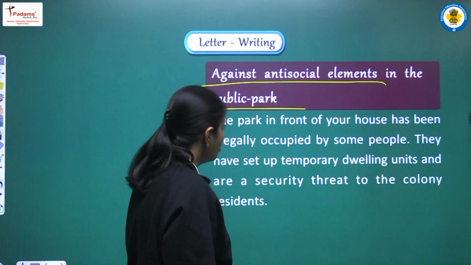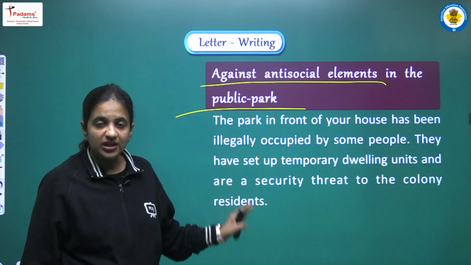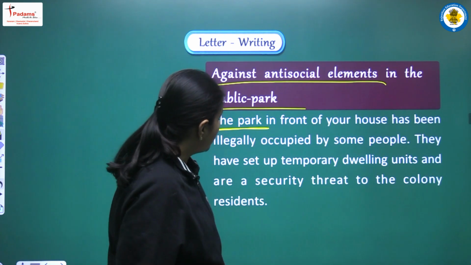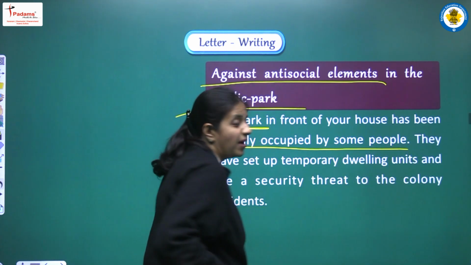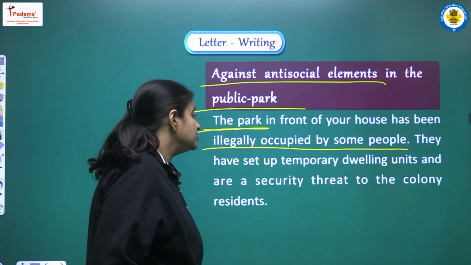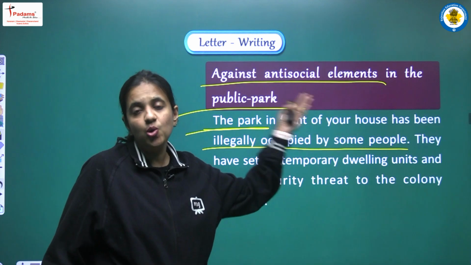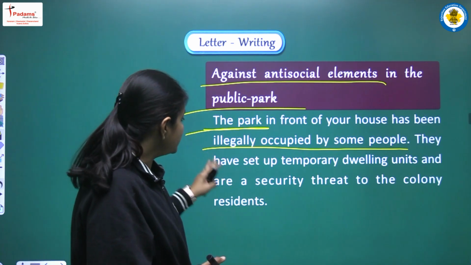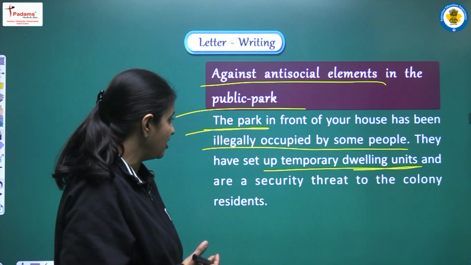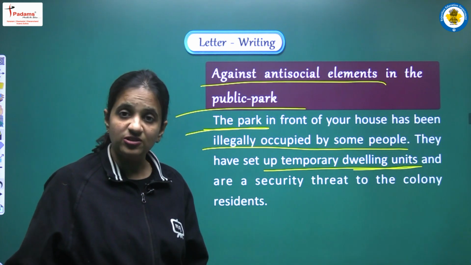The park in front of your house has been illegally occupied by some people. So now the problem that is given to us. So what is the problem? The problem is that in front of our house there is a park, and this park has been illegally occupied by some people. They have set up temporary dwelling units and are a security threat to the colony residents. And now the problem is that the people who have illegal occupation there have set up temporary dwelling units. Dwelling unit means their houses, their temporary homes they have made in the park, and now they are a security threat to the colony residents. Okay, so this is the problem.